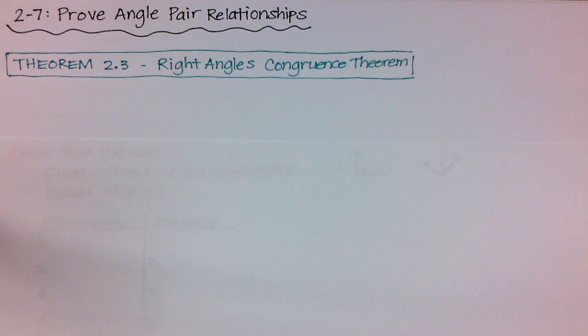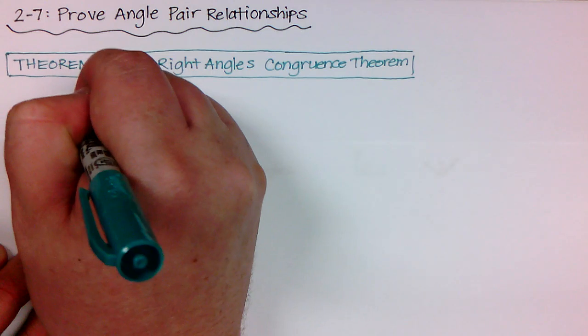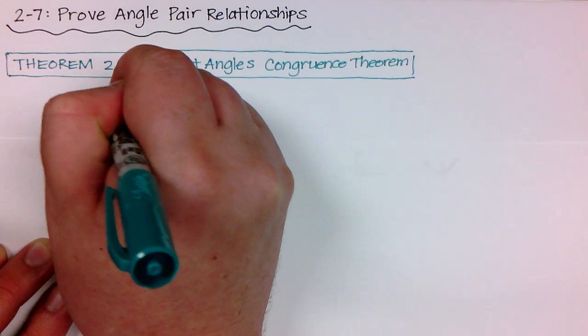Hello class, today's lesson is 2-7 in your textbook, and we're going to learn how to prove angle pair relationships. So pairs of angles and proving different types of relationships that two angles can have. The first theorem that we're going to write down today is Theorem 2-3, and it's called the right angles congruence theorem. And it's very basic. It just says that all right angles are congruent.